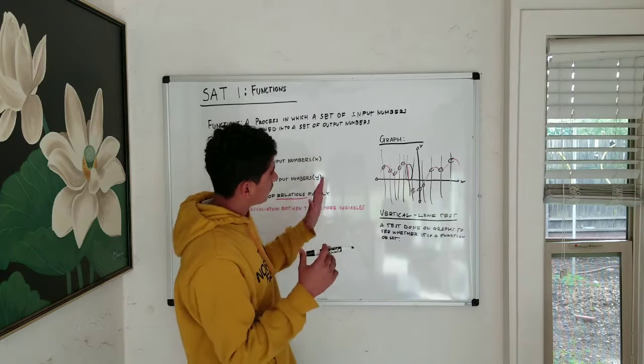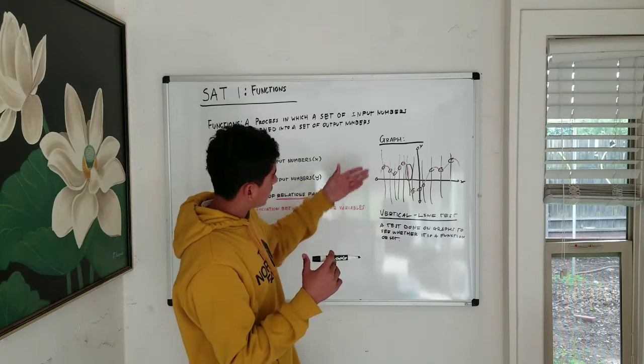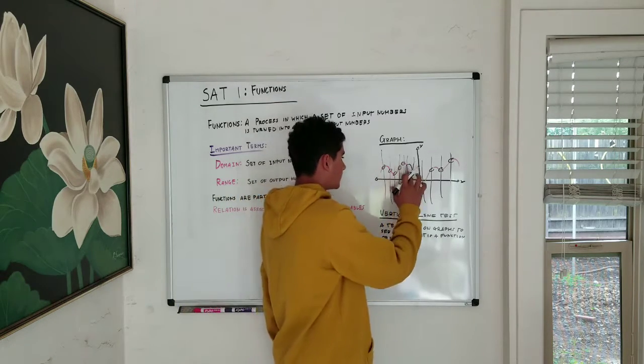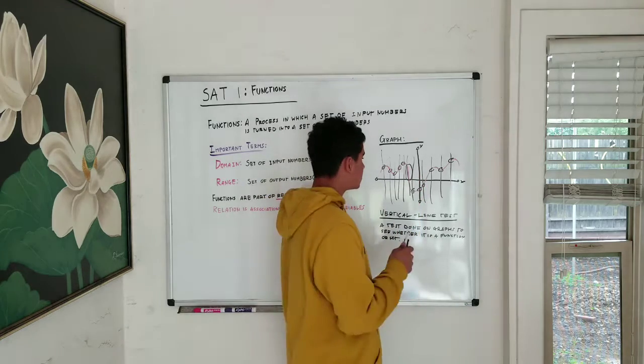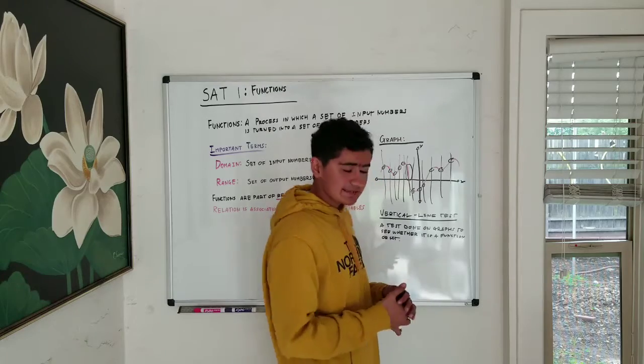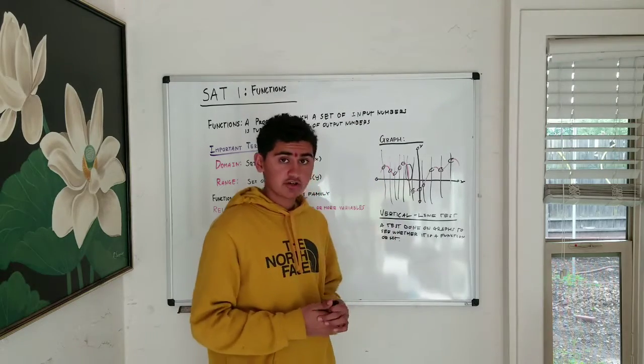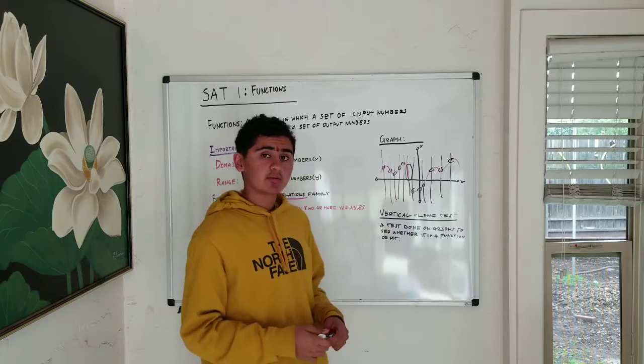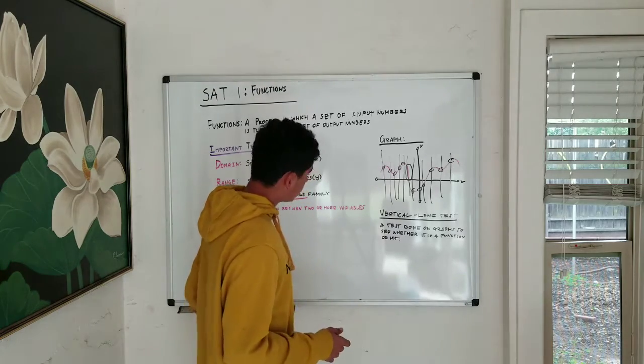So that's how the vertical line test works. And let's say that this point was in here, it would have been a function because each time there's a vertical line, it's only intersecting once with the graph. That's how you know whether your graph is a function or not. If it intersects only once per vertical line, that means it is a function.